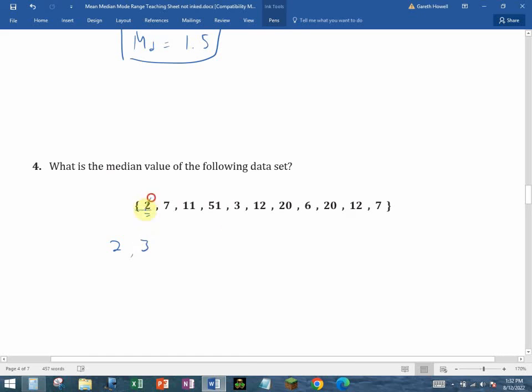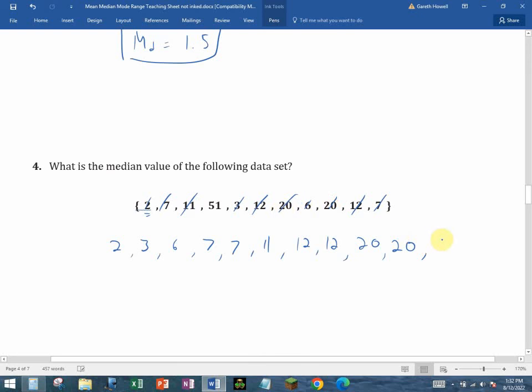I'm going to cross these out as we're dealing with them. So 2 is gone, 3 is gone. The next number up would be 6. That one's gone. The next number up would be 7, and there's 2 of them, so I write 2 of them, that 7 and that 7. The next number up is 11, gone. 12, I have 2 of them. The last 3 numbers, 2 are 20 and 20.